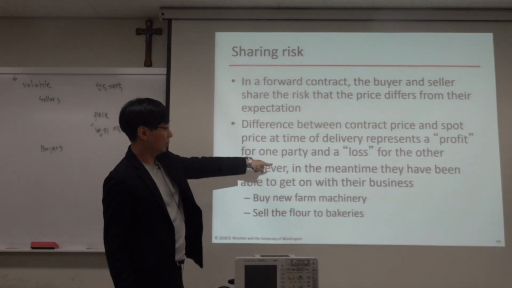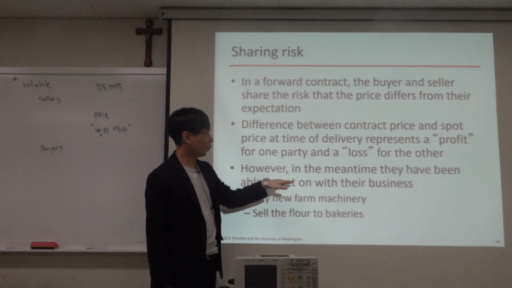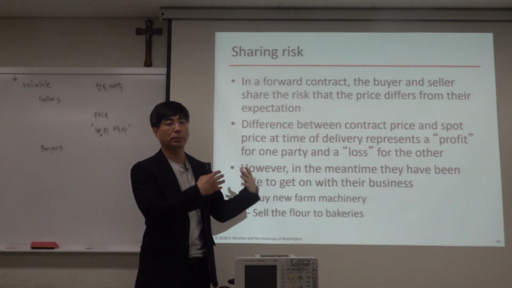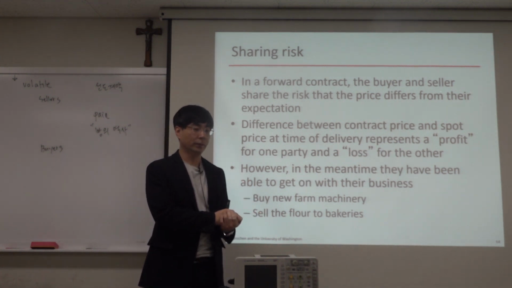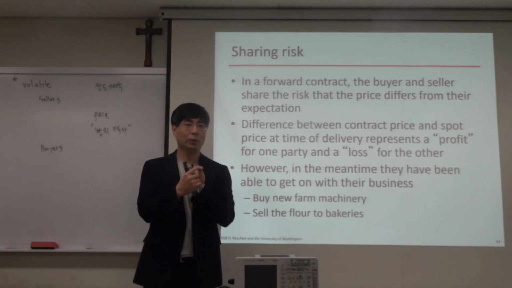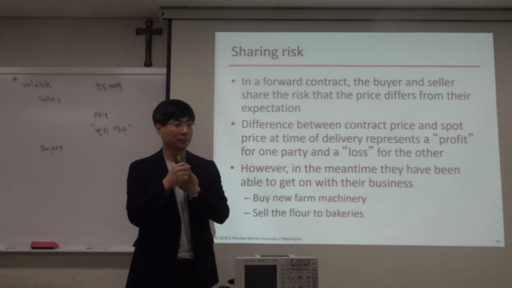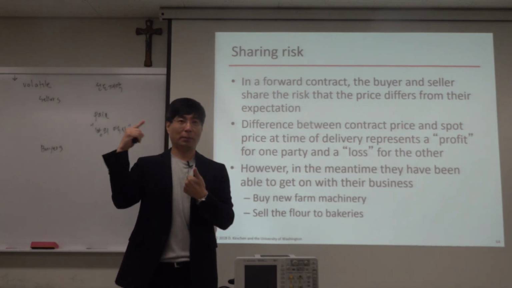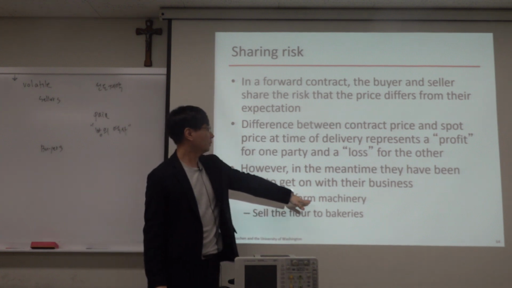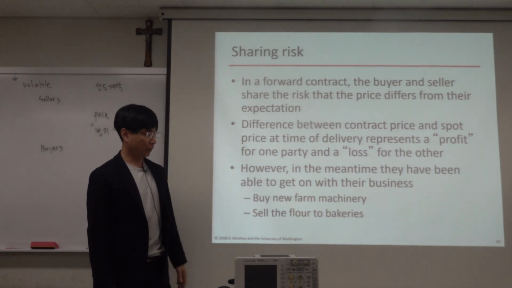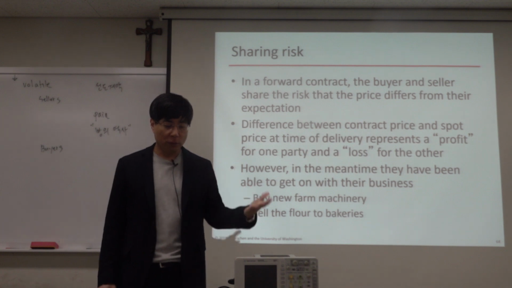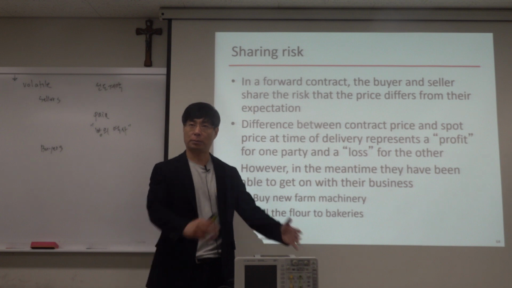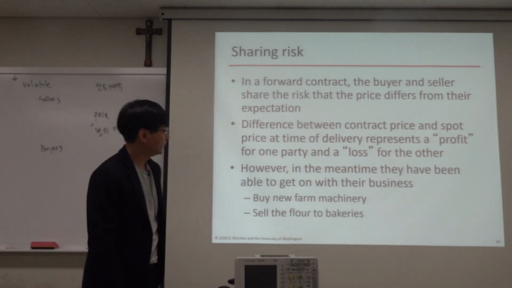However, in the meantime, they have been able to get on with their businesses, doing something else. Don't need to worry about the price fluctuation. They can have a good night's sleep. This is important for their health, your health, my health. Okay, having a good night's sleep is very important for your brain to work properly. Yeah, buy new farm machinery or sell the flour to bakery, etc. They can plan their future business based on the forward contract because the price is already determined, right?